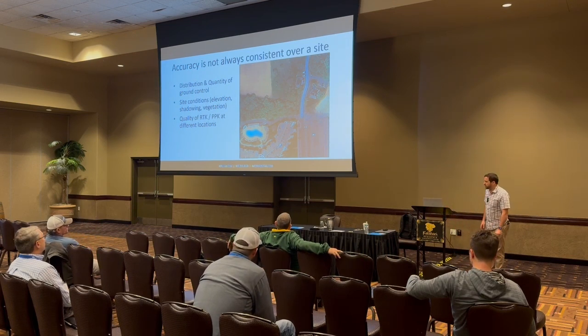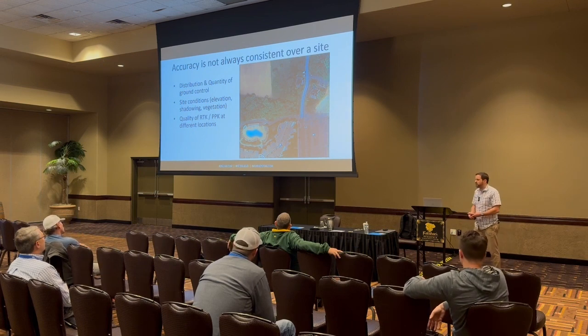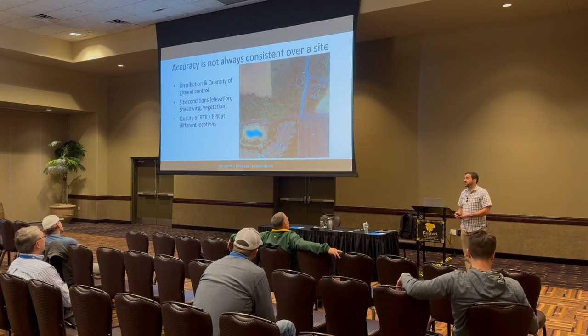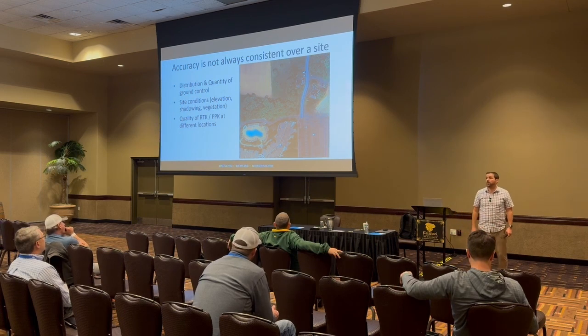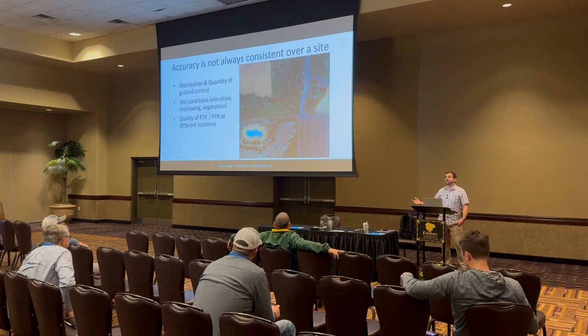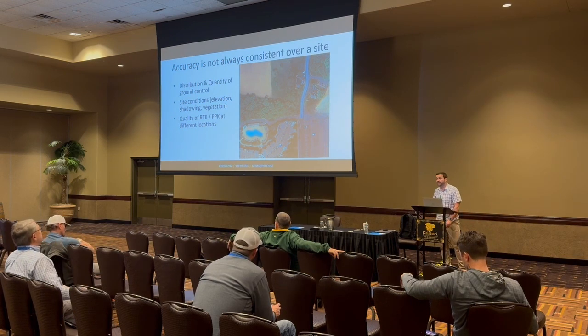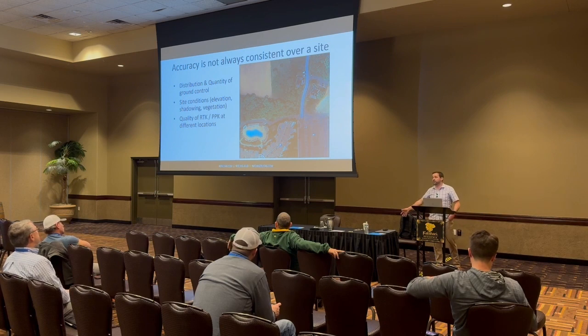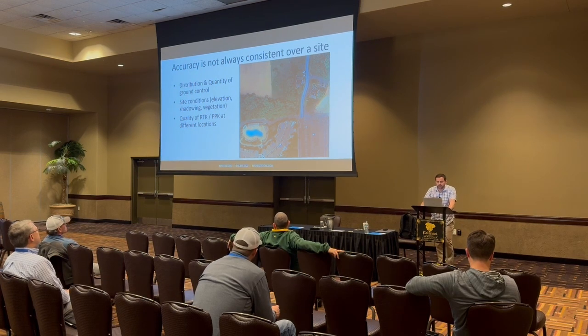Sometimes accuracy varies based on the distribution and quantity of your ground control. If you have all of your ground control points positioned in a specific corner of the site, there's a good chance that the accuracy in that corner is very high quality. But maybe if you took some check shots where you didn't have control, depending on how you did your RTK, what your post-processing workflow looked like, you might have way worse accuracy on a different side of the site. That is totally possible. Same thing with site conditions, whether it's elevation, shadowing, vegetation, and the quality of RTK or PPK at different locations as well. In fact, this is another thing that's becoming more common as drones become more powerful, but are also used over larger and larger sites.